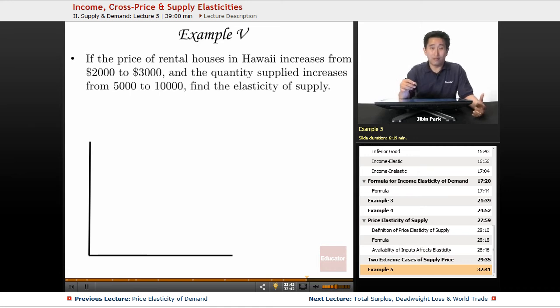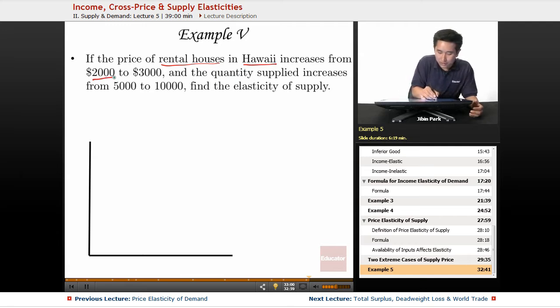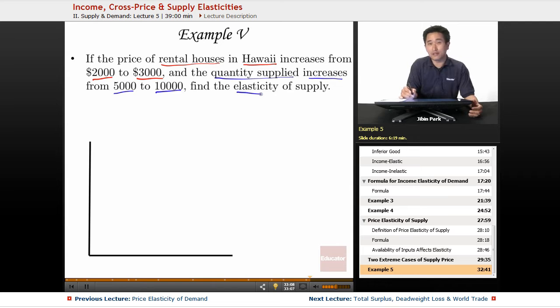With example number 5, we'll take a look at rental houses in Hawaii and how that's affected depending on the price change of a rental price in Hawaii. So if the price of rental houses in Hawaii increases from $2,000 to $3,000 and the quantity supplied increases from 5,000 to 10,000, find the elasticity of supply. So we'll go ahead and find it first and graph kind of how it looks like here.